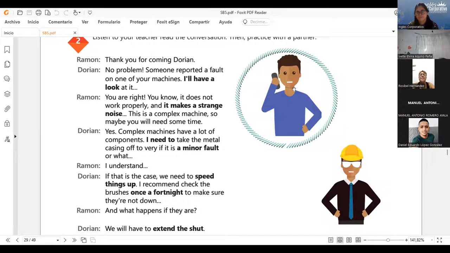Thank you for coming, Dorian. No problem. Someone reported a fault on one of your machines. I'll have a look at it. You are right. You know, it does not work properly and it makes a strange noise. This is a complex machine, so maybe you will need some time. Yes, complex machines have a lot of components. I need to take the metal casing off to verify if it's a minor fault or what. I understand. If that is the case, we need to speed things up. I recommend checking the brushes once a fortnight to make sure they aren't worn down. And what happens if they are? We will have to extend the shoot. Okay.